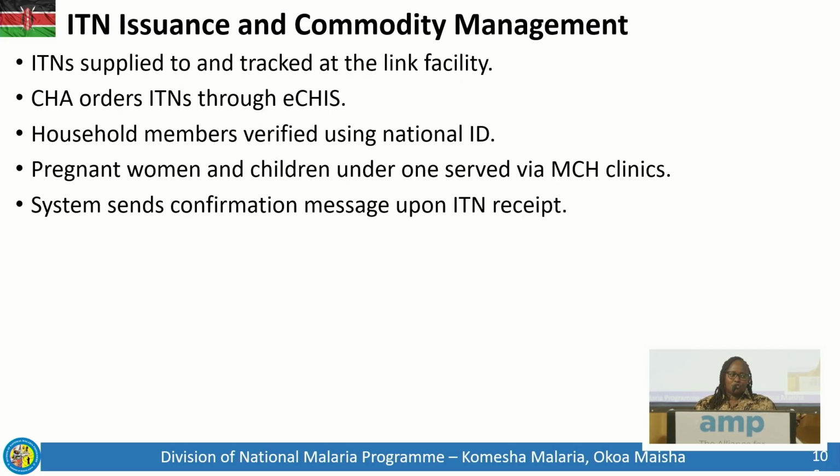And then for the ITN issuance, ITNs will be supplied and tracked at the facility. The community health assistant orders ITNs within the system. Of course, you have to have the commodity to be able to issue within the system. And then household members were verified using ID, and the pregnant women and under ones were serviced by the MCH clinics, and then the system sends a confirmation message upon ITN receipt by the household member. So we literally worked through this and input this into the system, and we piloted this, and of course the gaps looked similar to the ones within the campaign.